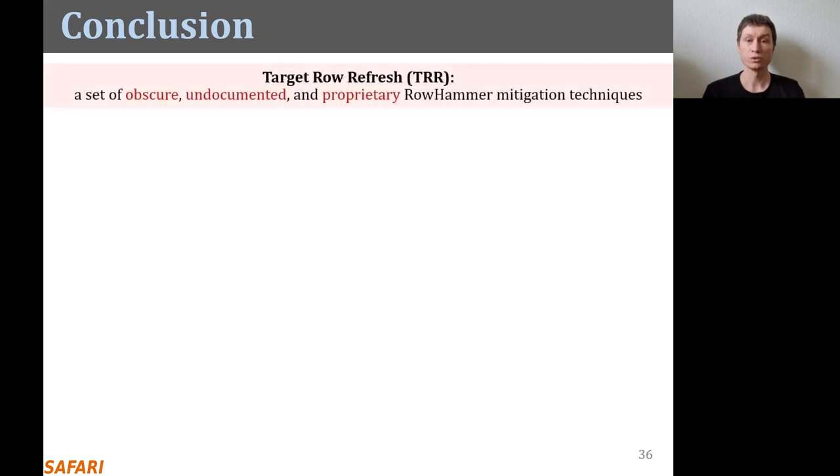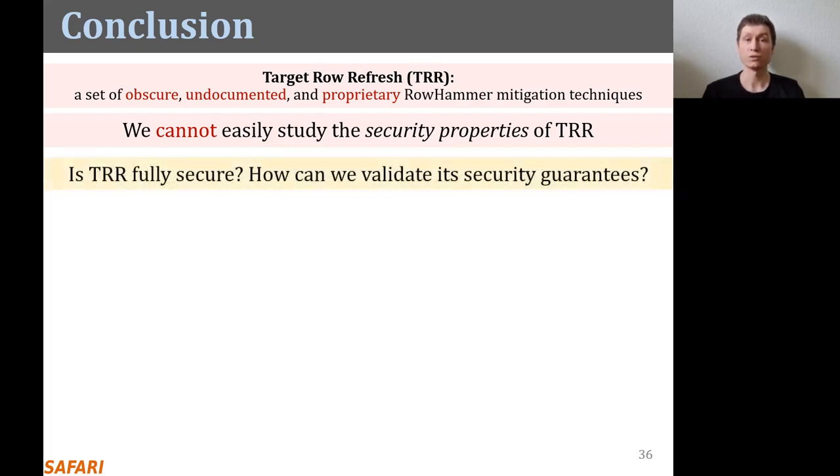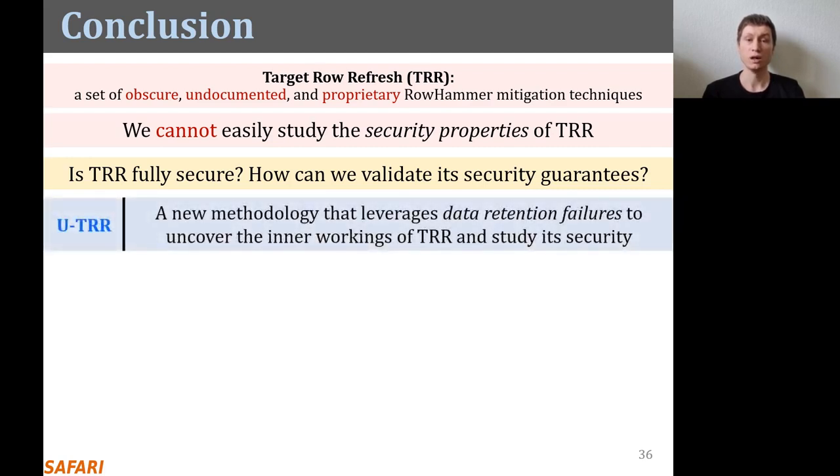The RowHammer vulnerability of modern DRAM is a critical reliability and security threat. The security guarantees of TRR, which is the commonly used RowHammer protection mechanism, cannot be easily studied, as TRR is obscure, undocumented, and proprietary. In this work, our main goal is to answer the following questions. Is TRR fully secure? How can we validate the security guarantees of different TRR mechanisms? To this end, we propose U-TRR, a new methodology that leverages data retention failures in DRAM to uncover the inner workings of TRR and study its security.